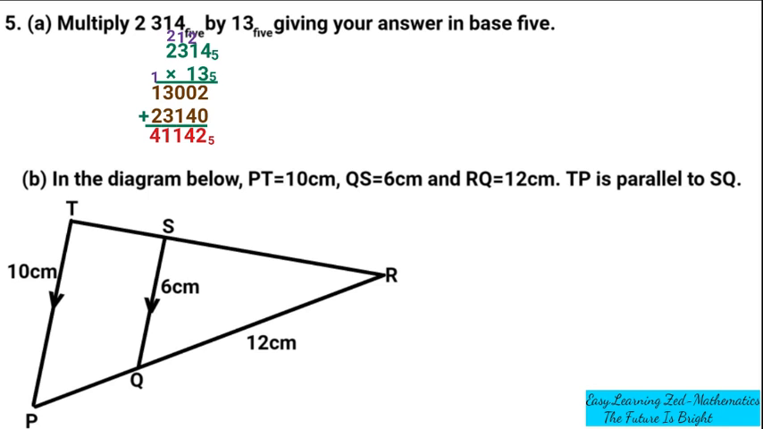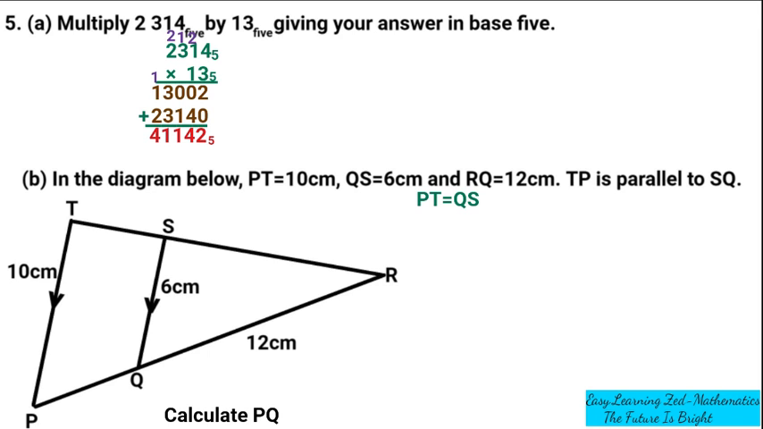Then you can look at the diagram, study it. So we are supposed to find the value of PQ. So we can come up with a ratio of PT is equal to QS. Okay. PT is equal to QS, that is the first ratio.